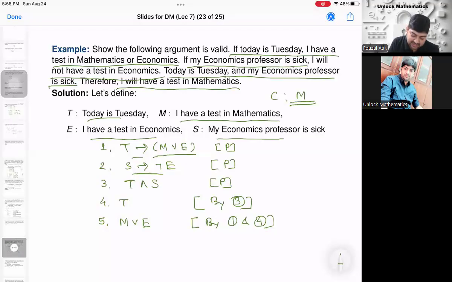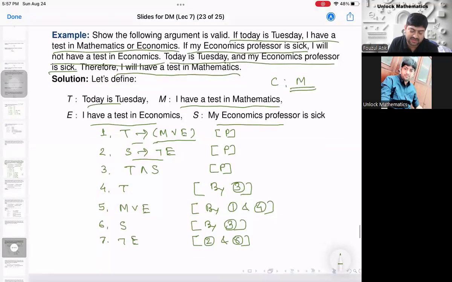But S, I can immediately get from number 3. So number 3, I can get S by number 3. Again, simplification of number 3. So I got S. Now 2 and 6 together I am applying. 2 and 6 together, what will I get? It is not E, by 2 and 6 together, right? And by the first rule.